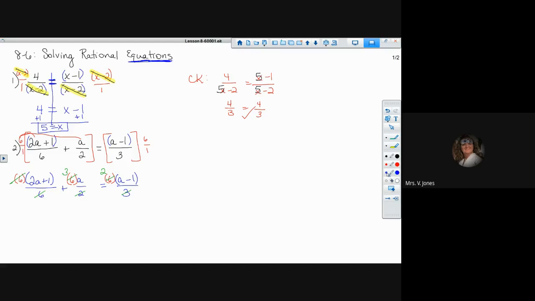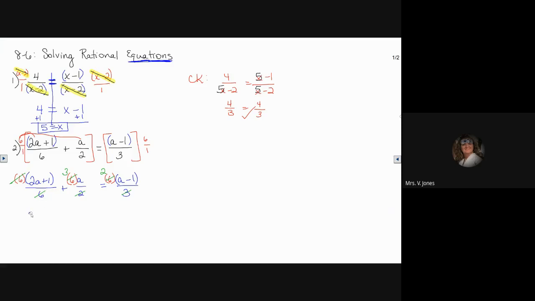Now, when we write what we have left, in the first fraction, the 6 is canceled. We have a 2a plus 11. We have our plus sign here. In this one, the denominator is gone. We're left with 3 times a on the top. Over here, the denominator is gone. We're left with 2 times that. I'll write it out first, and I'll do distributive property in just a second.